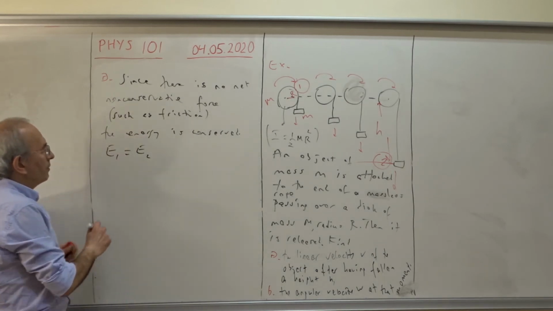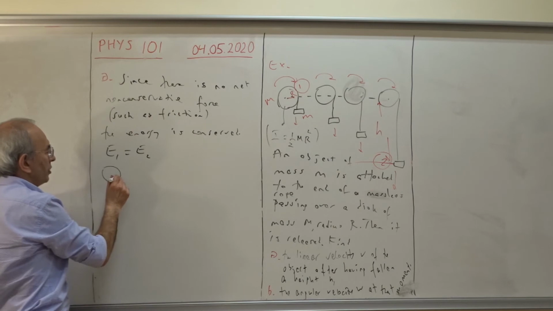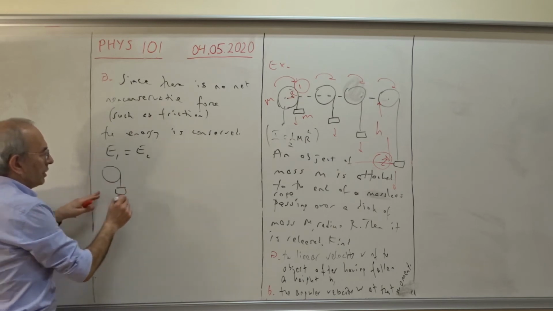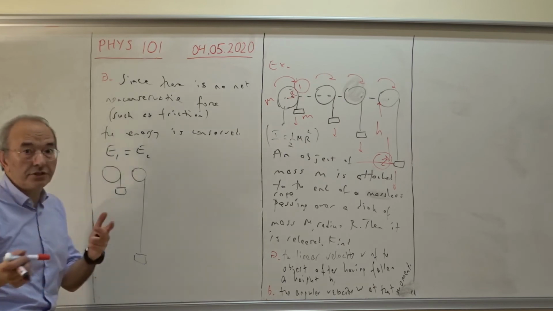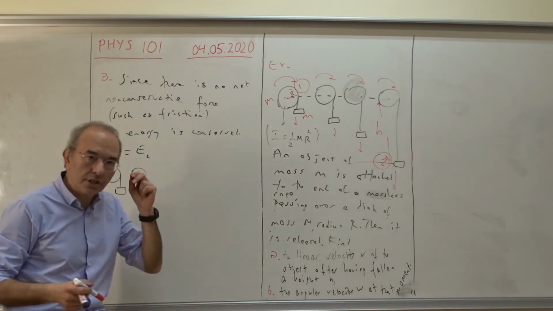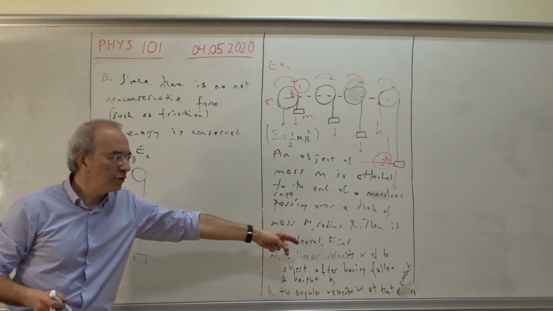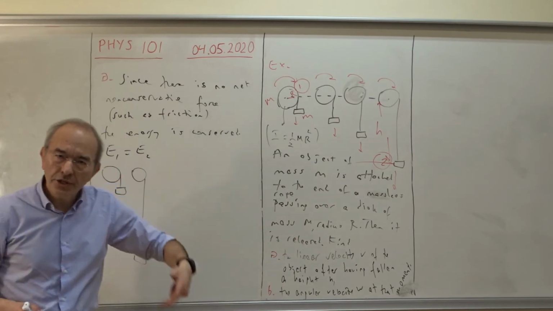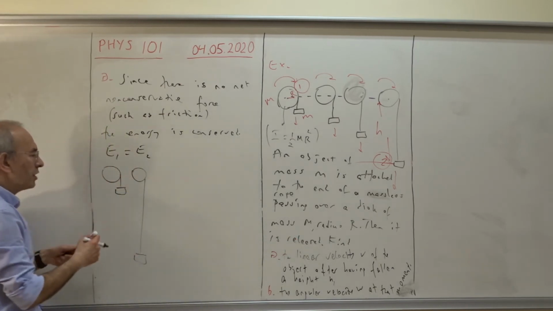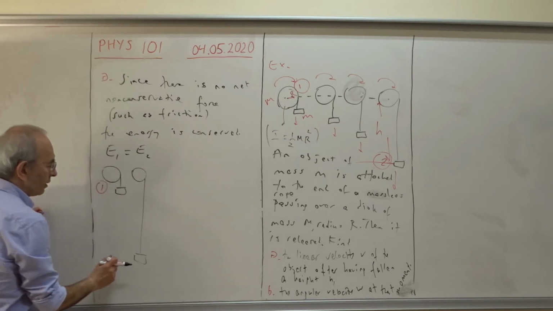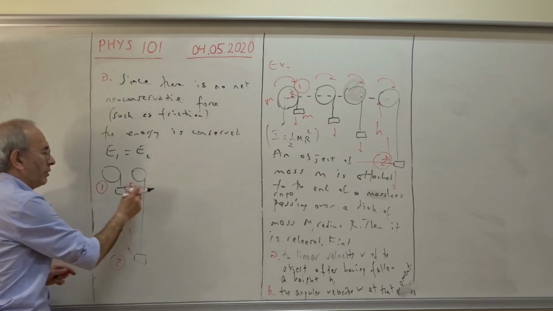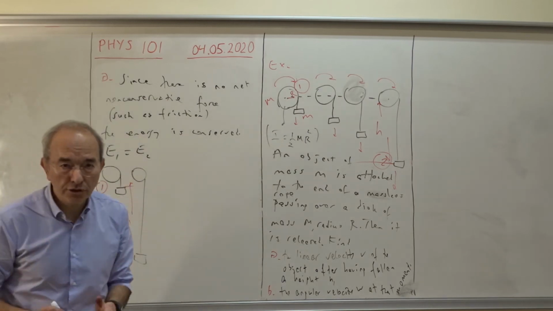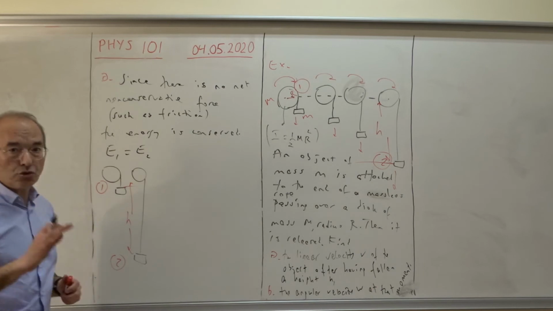Then, let me draw the picture again. This is the beginning and that's the end. It is not really the end, because the block is just falling with a certain unknown velocity, so it doesn't stop here, it will continue. But we are interested in these cases: point 1, point 2, where height h is the amount that the block falls down. And these energies should be equal.